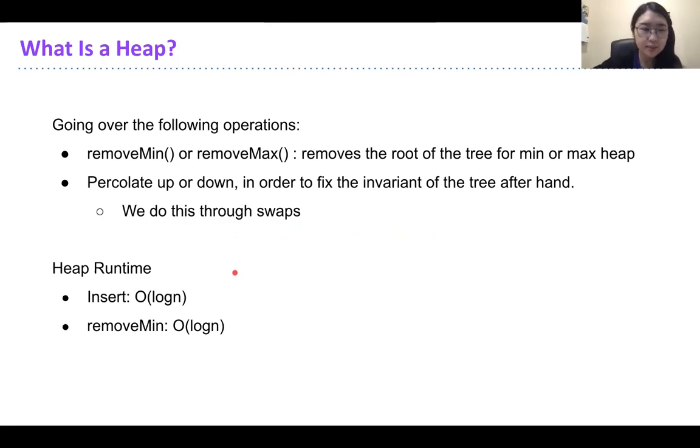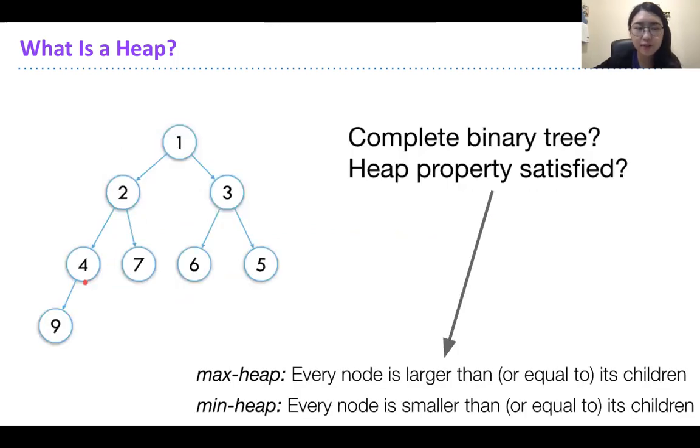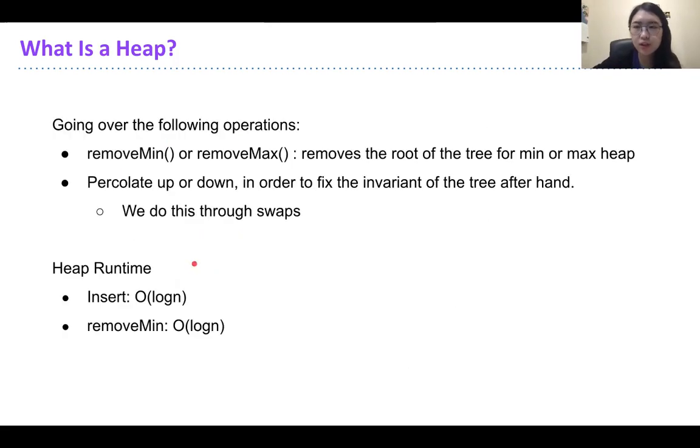So here is some heap runtime. Insert is log of n. As you can see, the height of this binary heap will be log of n, because we're always adding onto the rightmost side of the heap. If you remember from binary trees, not binary search trees, we could possibly have a tree that is not self-balancing.